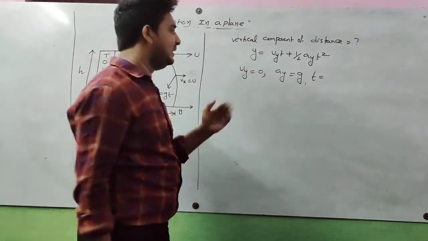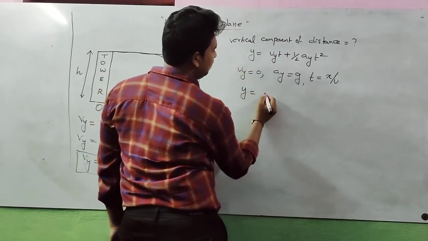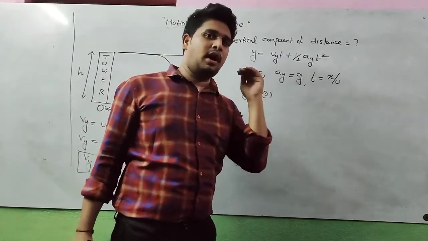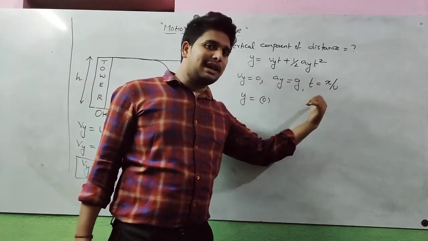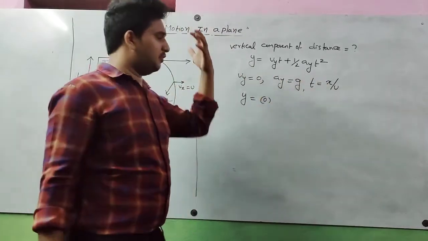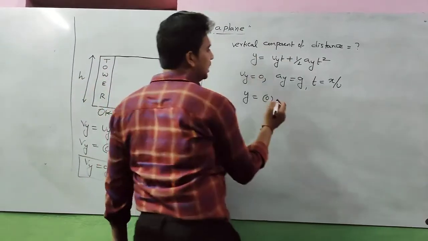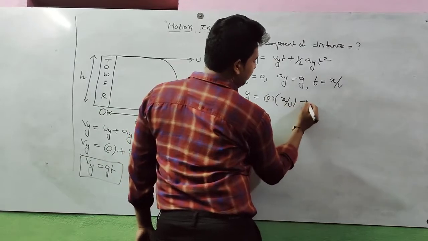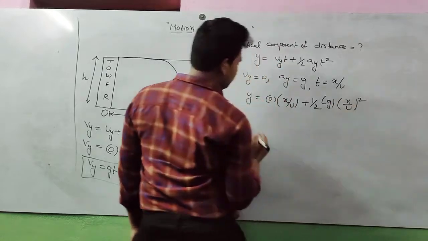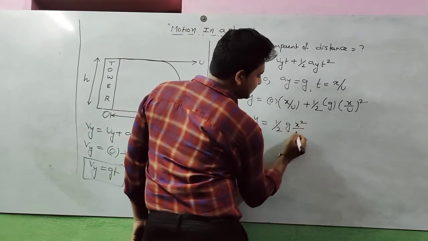And from the first, horizontal motion, t is equal to x by u. Substitute here. From the first lecture on horizontal projection we got, in horizontal motion, t is equal to x by u. Please recapitulate. We substitute here: 0 into x by u plus half into g into x by u whole square. So from this we got y is equal to half into g into x square by u square.